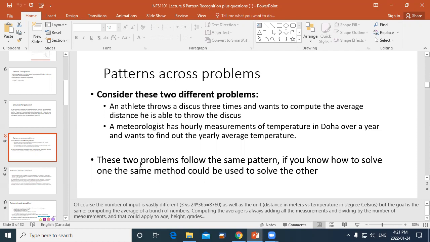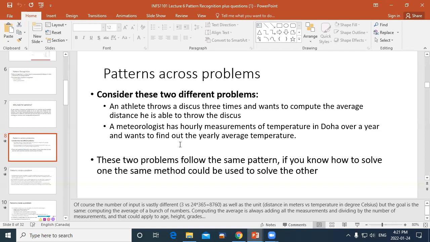That would be a lot of measurements, right? But the way that we would actually implement that would be the same as we did for the athlete. Take all of the measurements, count how many there are, total them up, divide by the count. That's your average. So we could write a little module which just calculated averages, and we could use it for both of those problems and many, many other problems. And in fact, people have done that.